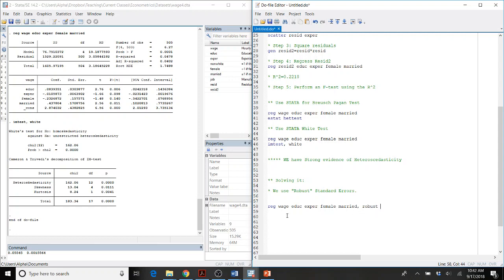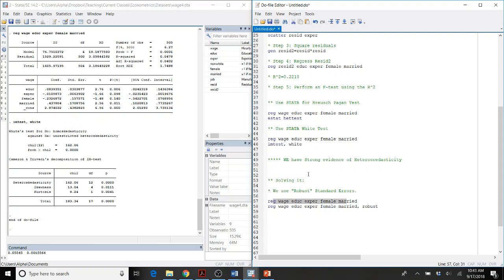Just comma, robust. All right, so now at this point, what I want to do is run both models side by side. Here's the model with the conventional standard errors, and then here's the model with the robust standard errors. I want to look at them together, and then go through coefficient by coefficient and talk about how heteroskedasticity is going to affect the interpretation of your results, okay?